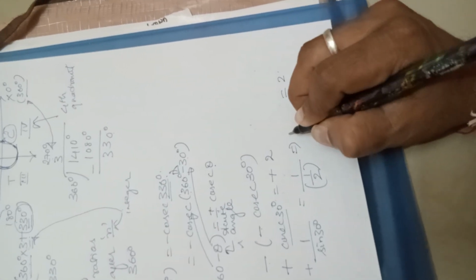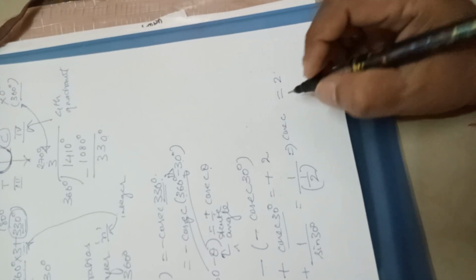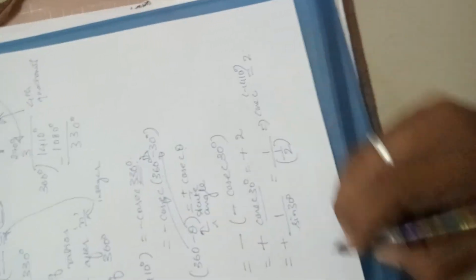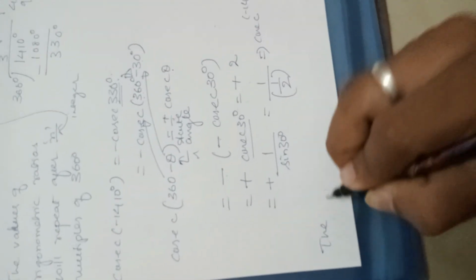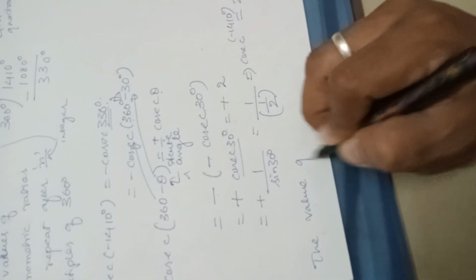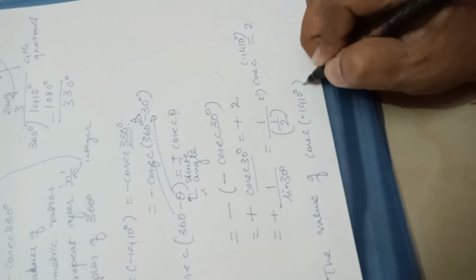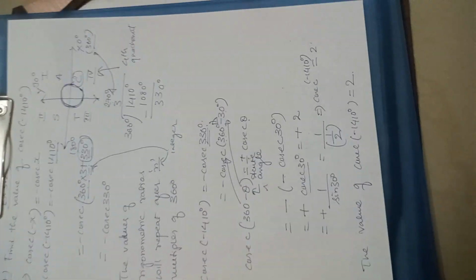So this is the value of cosecant minus 1410 degrees. What is the value of cosecant minus 1410 degrees? The value of cosecant minus 1410 degrees is equal to 2. We have solved this problem completely.